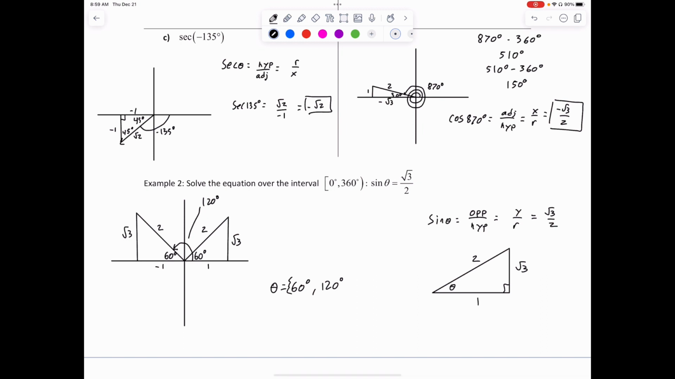Generally speaking, it's nice to put a set of answers in brackets. And so this would be our set of solutions.